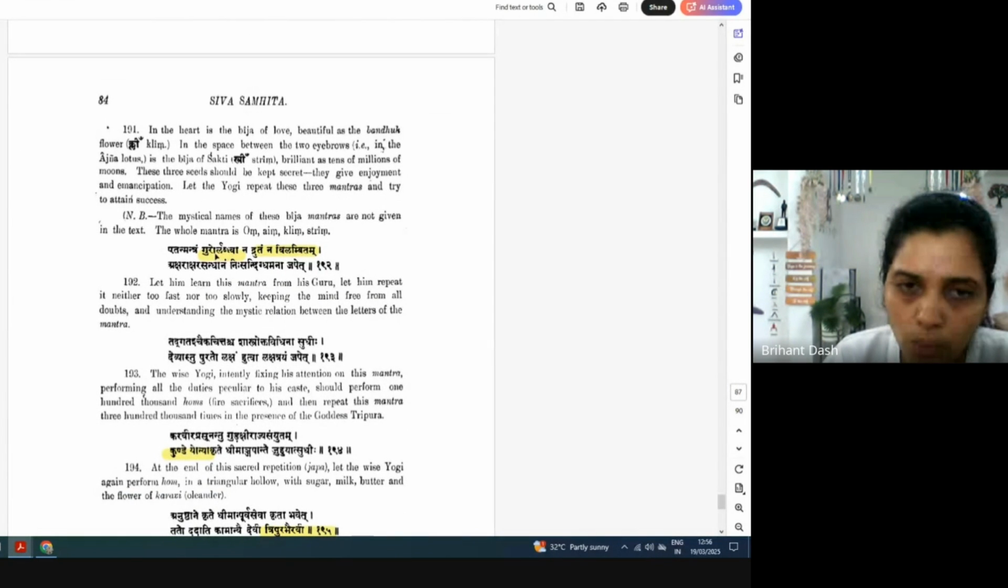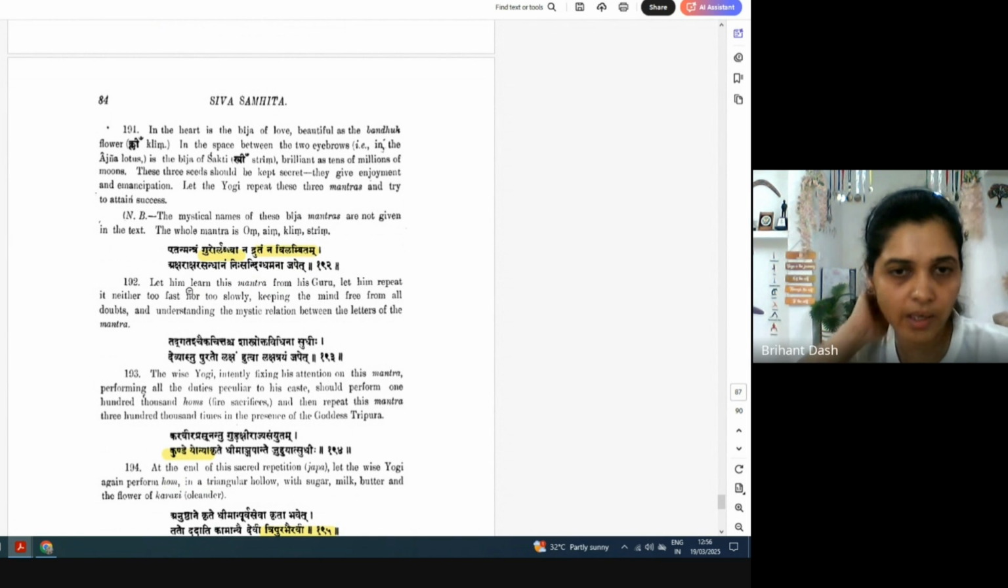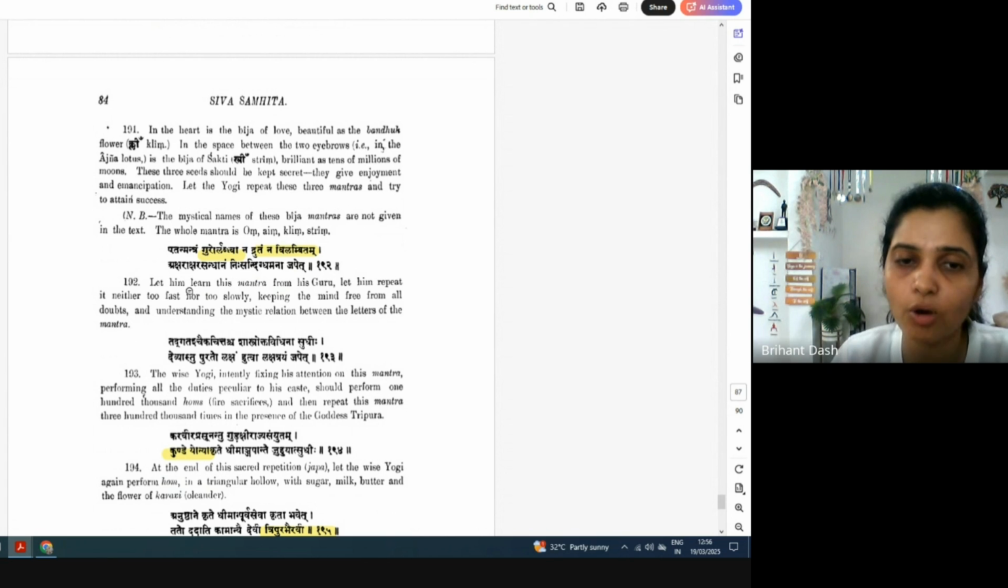So, how your guru has said, Guru Labdhuva, that way you do this sadhana. And in 12 years, you can receive the siddhis. Now they have said about the japa. Let him learn this mantra from the guru. Let him repeat it neither too fast nor slowly.